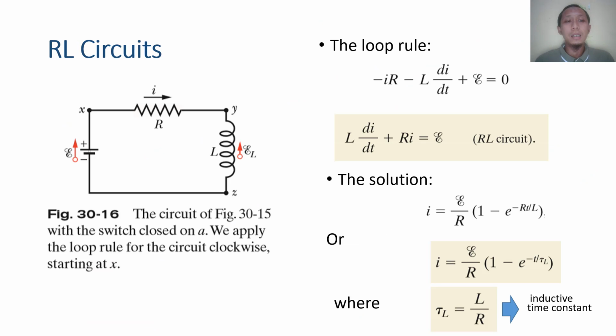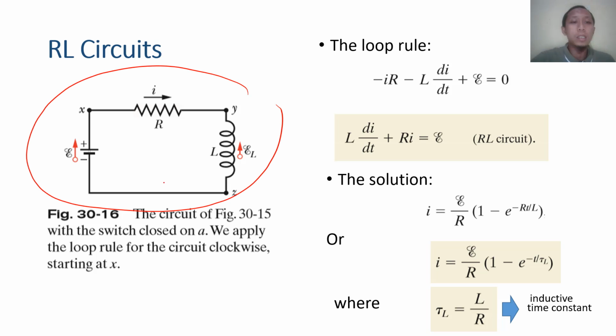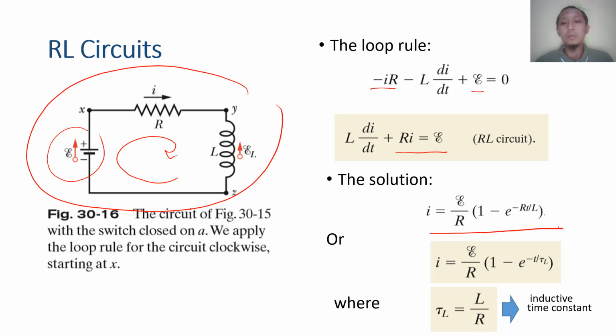And then by using the RL circuit like this one, using the loop rule, we get minus IR minus L dI per dt plus E, where E is the EMF or a battery, equal to 0. So L dI per dt plus RI is equal to E. And then we have the solution: I is equal to E per R times (1 minus e to the minus Rt per L), like this.